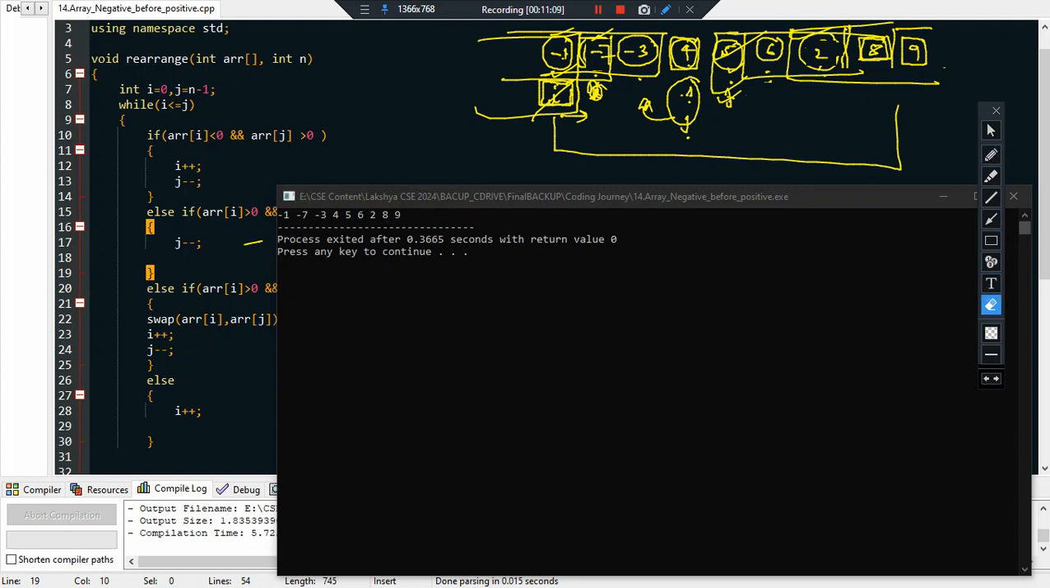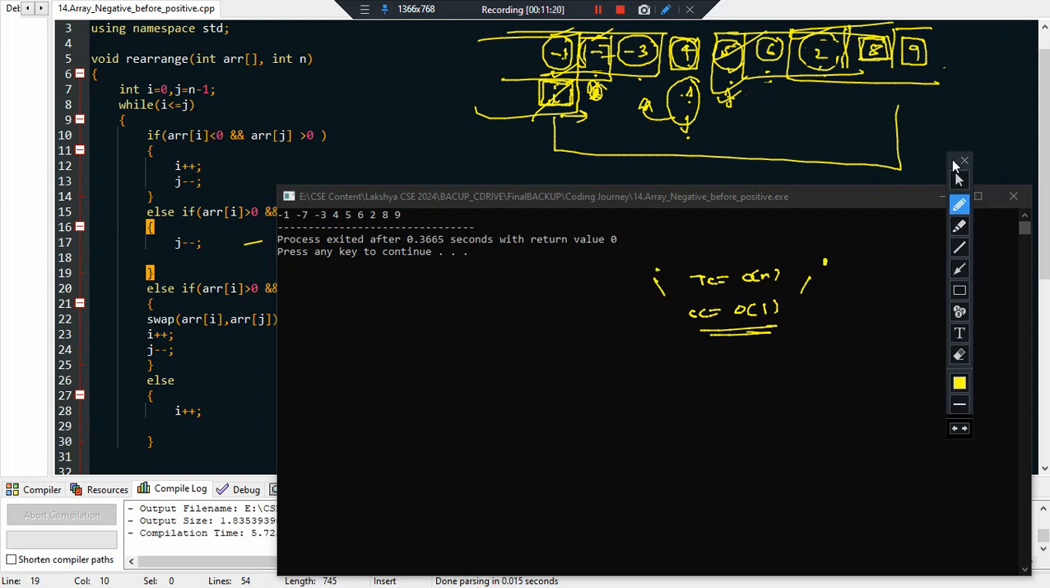So I hope this video was helpful. You can see the time complexity for this was order of n. Considering the space complexity, it is also constant. Why? Because we have basically used only two pointers to solve this particular problem without using any extra auxiliary space.